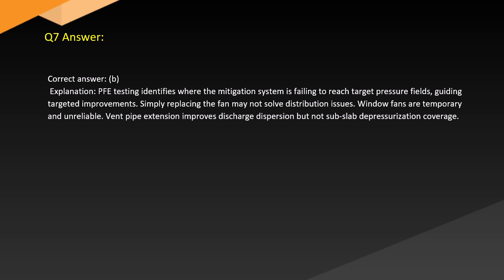Answer. Correct answer: B. Explanation. Feed testing identifies where the mitigation system is failing to reach target pressure fields, guiding targeted improvements. Simply replacing the fan may not solve distribution issues. Window fans are temporary and unreliable. Vent pipe extension improves discharge dispersion but not subslab depressurization coverage.